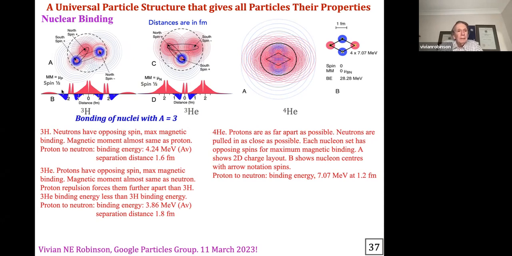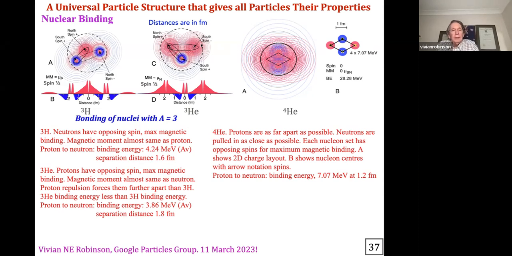first of all, because the neutrons are reverse spin, the residual magnetic moment will be very close to that of a proton, and it'll have a spin half. Because there's no repulsion between the neutrons, they can move a little bit closer. So the proton to neutron binding energy is, well, it's been measured, 4.2. Total binding energy divided by 2 is 4.24 MeV average. The separation is centered about 1.6 FM.